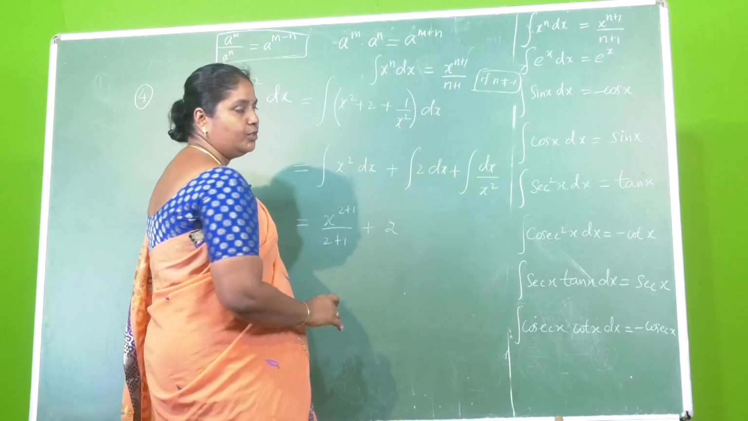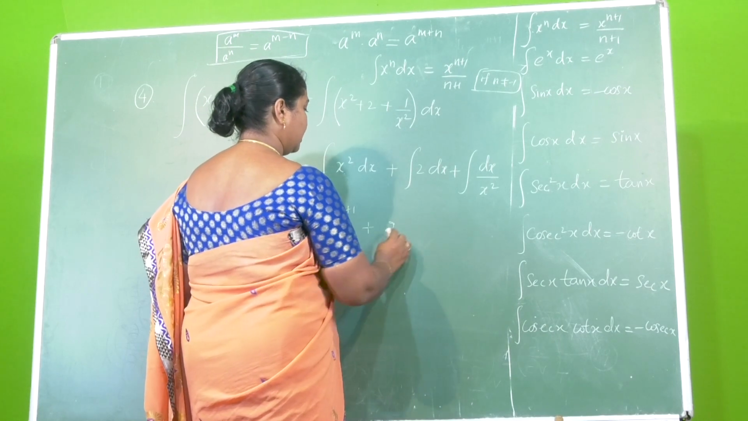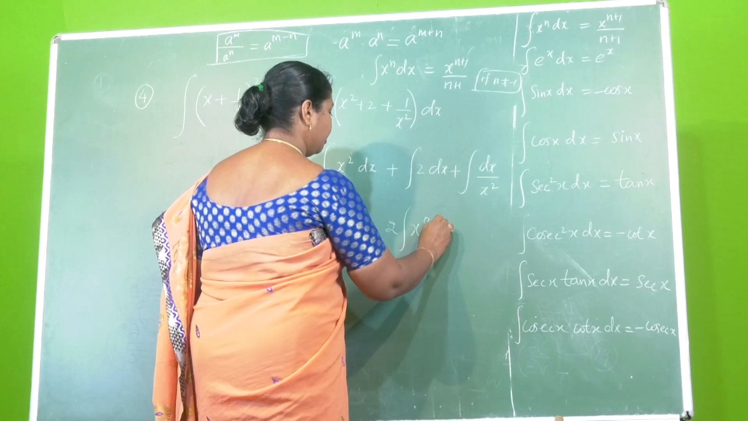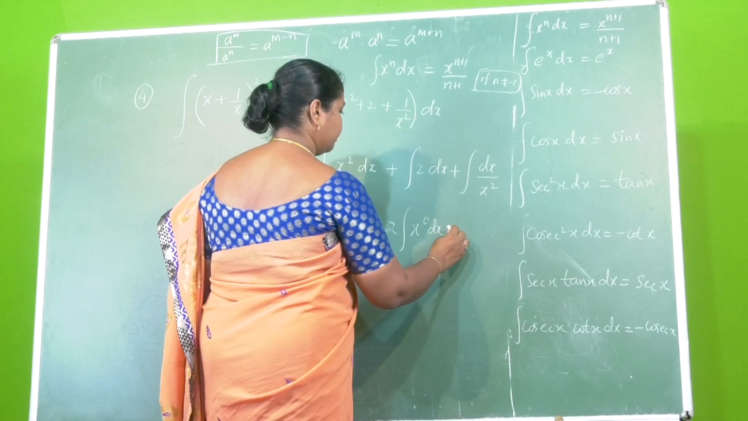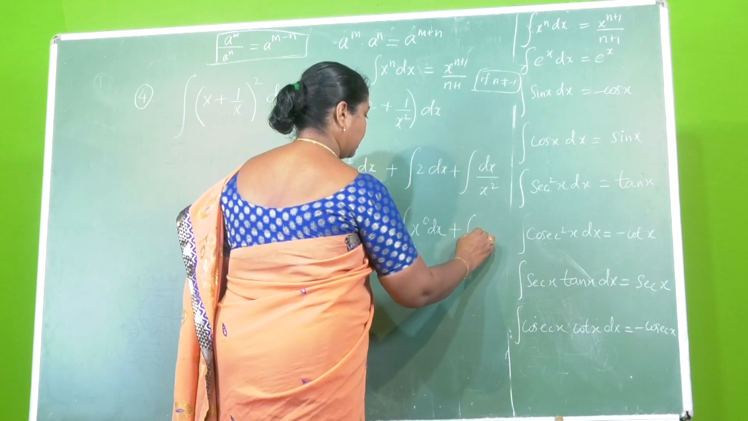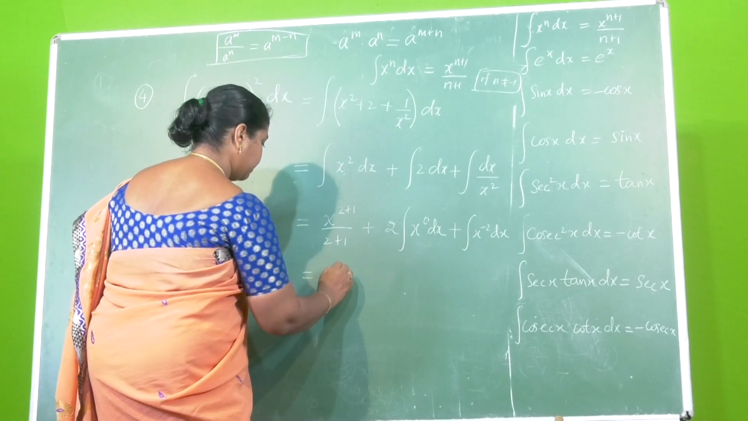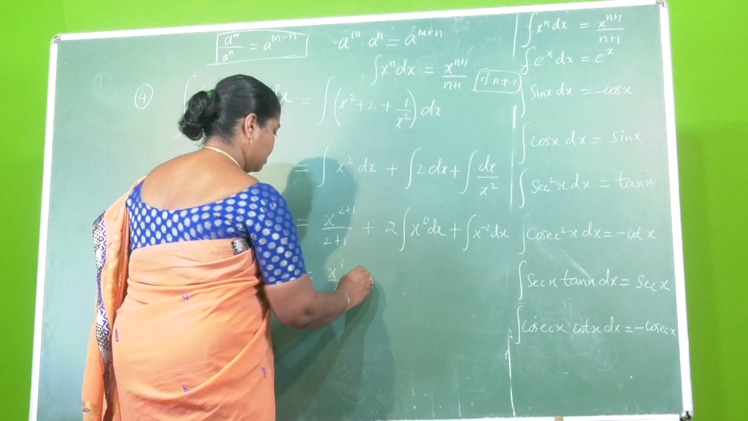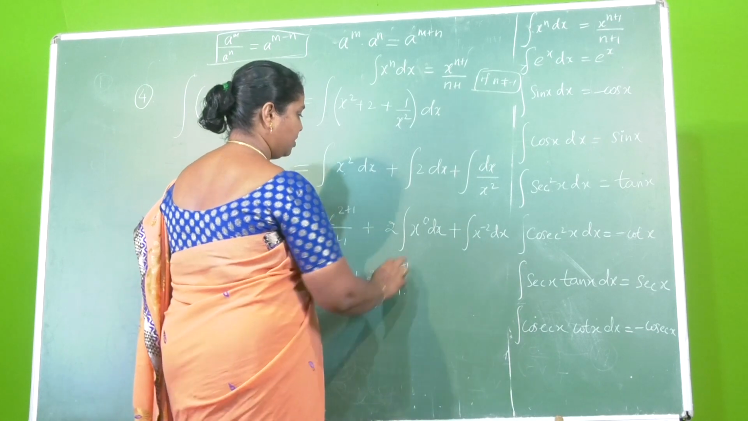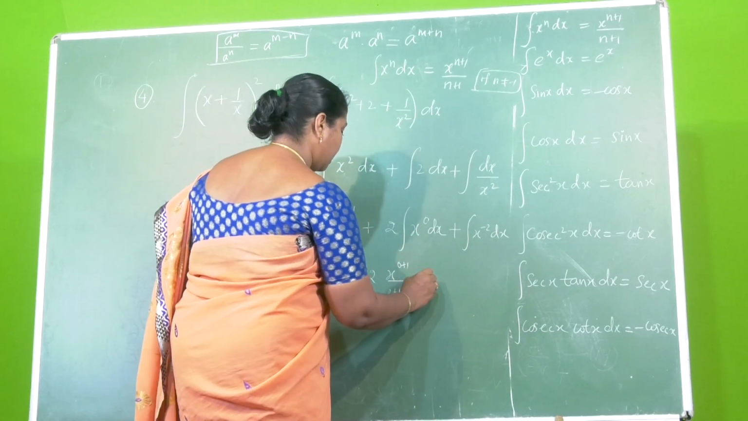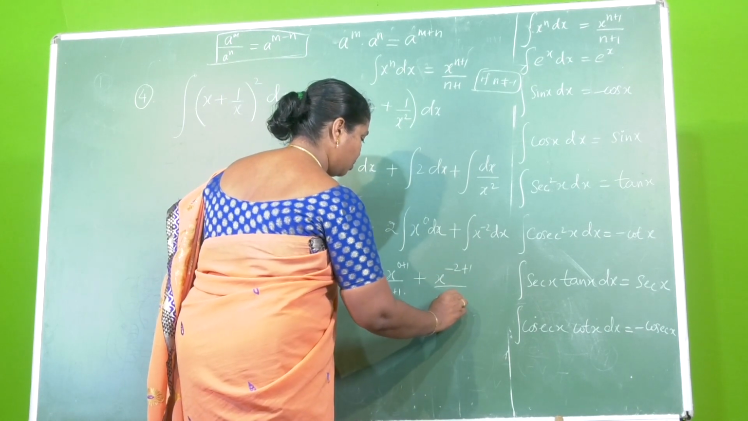Plus here 2. Here there is no expression of x. So in this case, you can write this constant as integral x power 0 dx, because anything power 0 is 1. So here consider this as 1. Plus this integral can be written as x power -2 dx. So the first expression will be x power 3 by 3, plus 2 times x power 0 plus 1 by 0 plus 1, because the power is not equal to -1, you can apply the formula. So here x power -2 plus 1 by -2 plus 1.